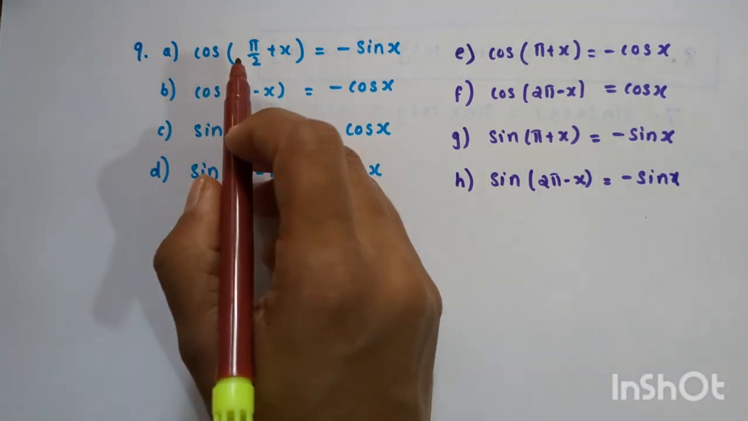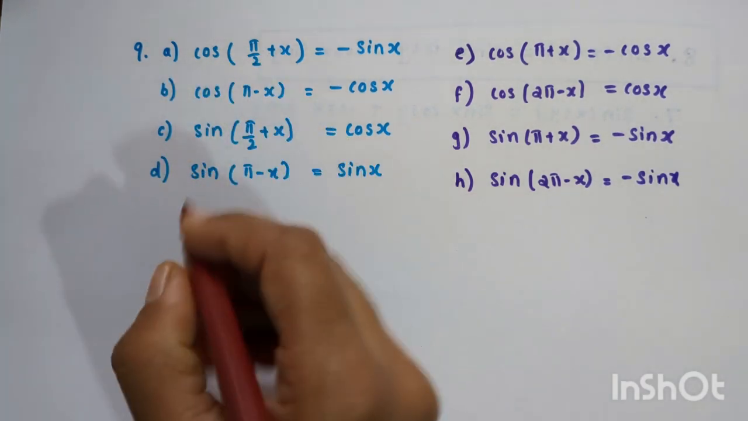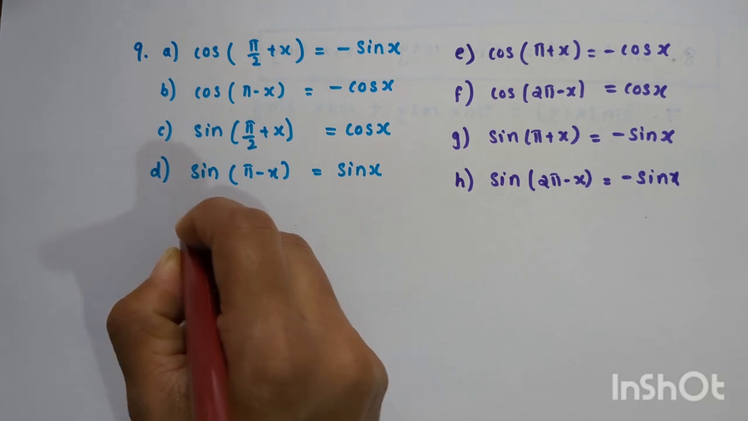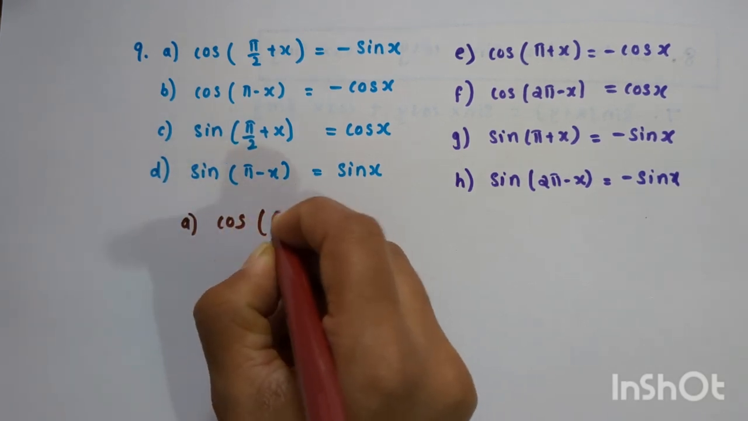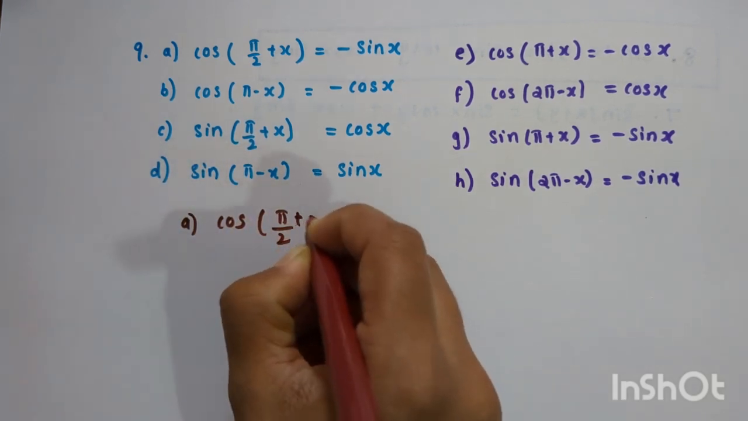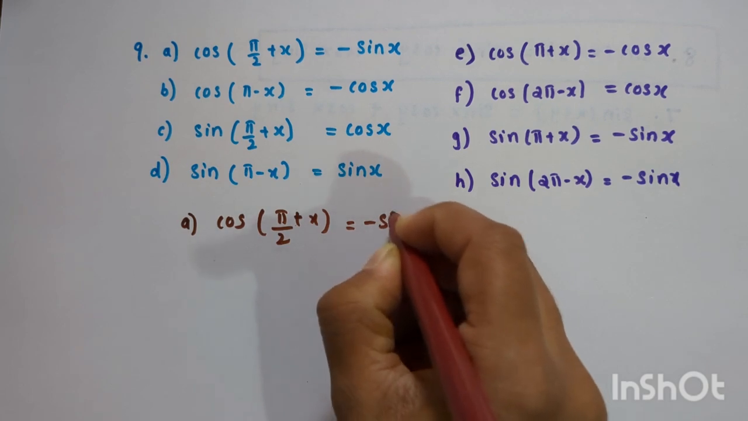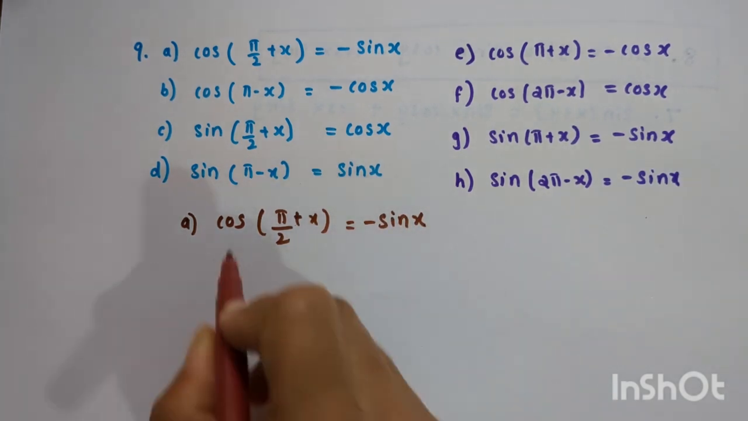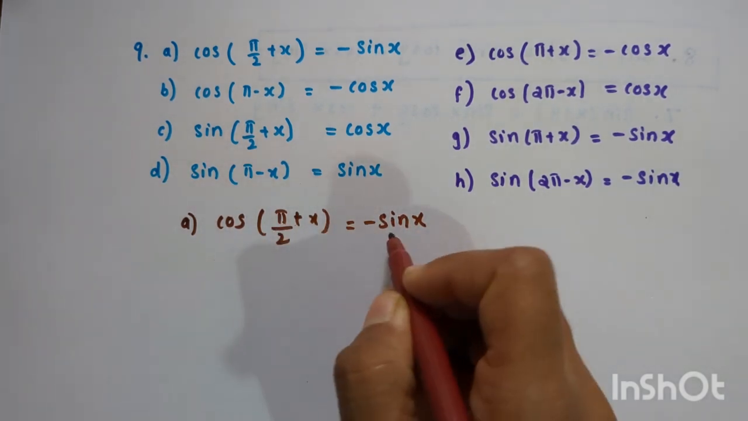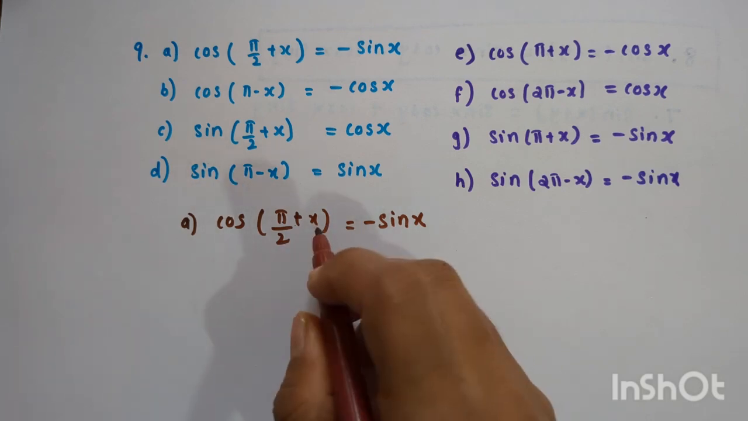So you see, first I am going to prove the first one. That is, I am going to prove cos of pi by 2 plus x is equal to minus sin x. This is a trigonometric identity. Cos of pi by 2 plus x is equal to minus sin x. So let us see how to prove this.